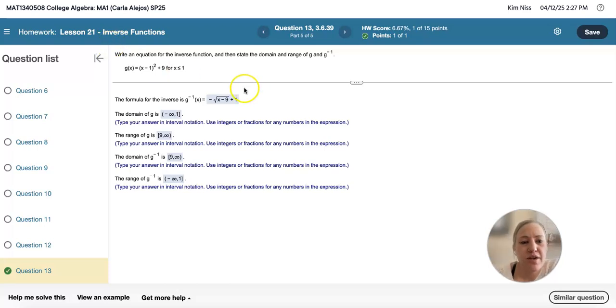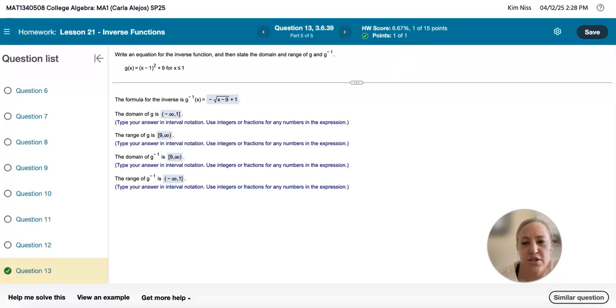Hey guys, so I wanted to make a quick video on lesson 21. I'm going to go over question 13, where you're asked to write an equation for the inverse function and then state the domain and range of the inverse function, as well as the function itself. I chose this one particularly because we are bounded by x less than or equal to 1. And so the function is g of x equals (x minus 1) squared plus 9.